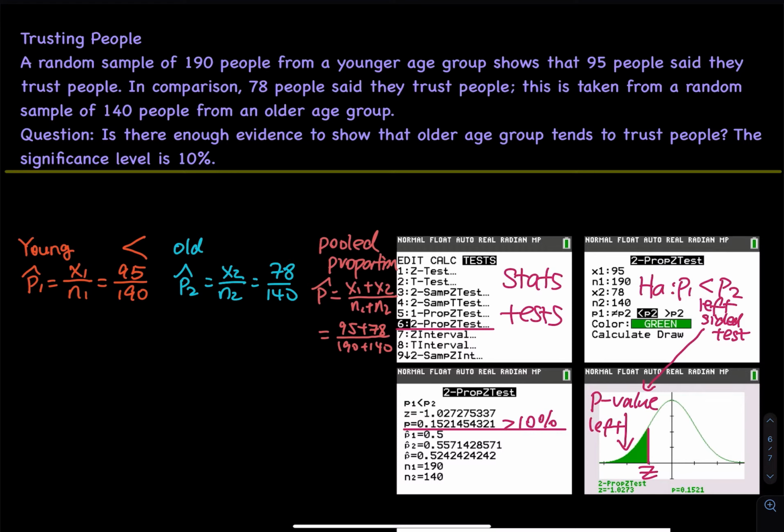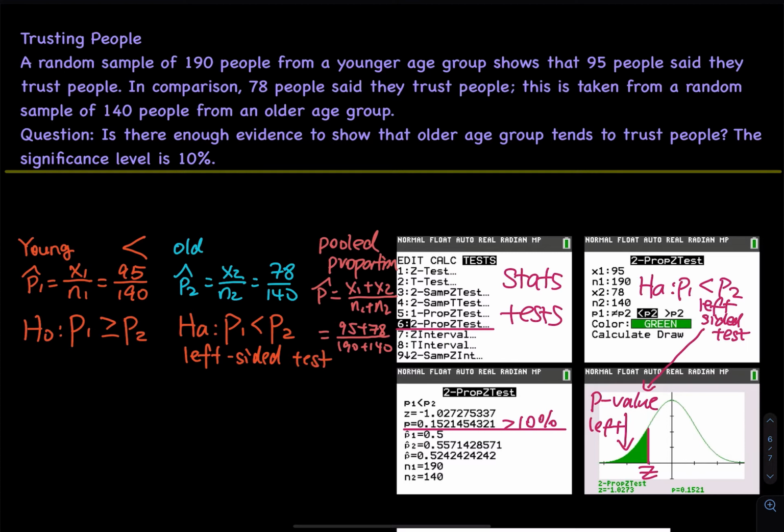Okay, let's show the H0 and HA. So the HA is young less than old, right? So in my HA, I have p1 less than p2. And then my H0, the problem didn't give me any sign, so I will just take the opposite: p1 greater than or equal to p2. Okay, since this is p1 less than p2, this is a left-sided test.